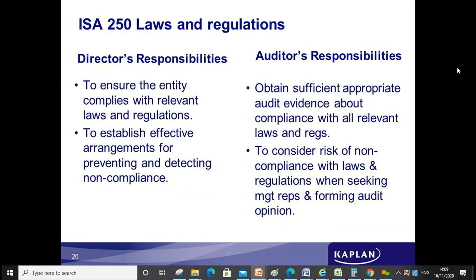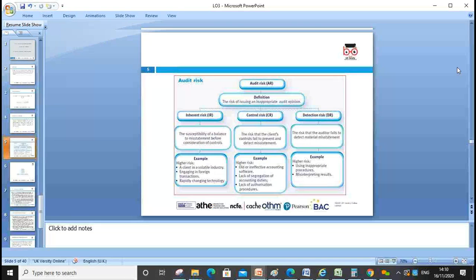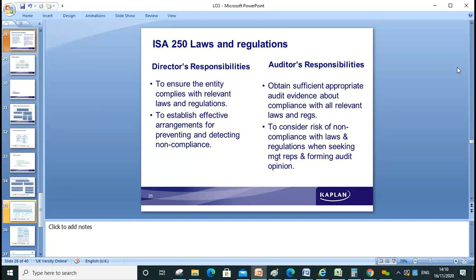Okay, ISA 250, laws and regulations. The auditor needs to follow the laws and regulations. What are the responsibilities of auditors and what are the responsibilities of directors? Any question? No, that's completely fine.